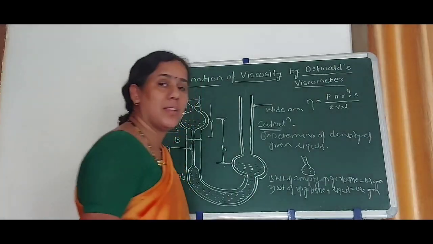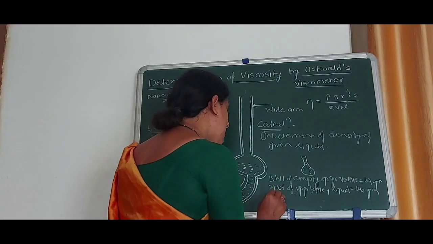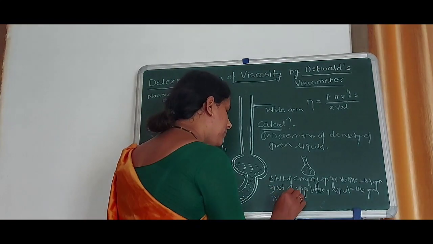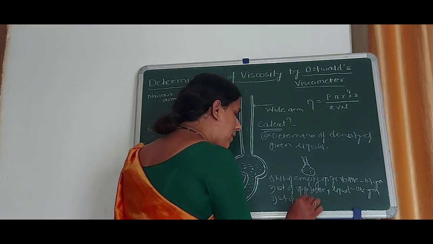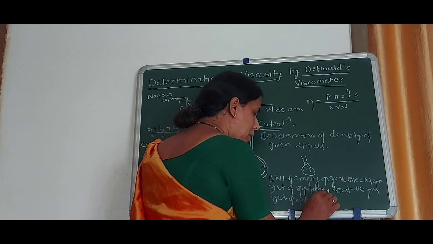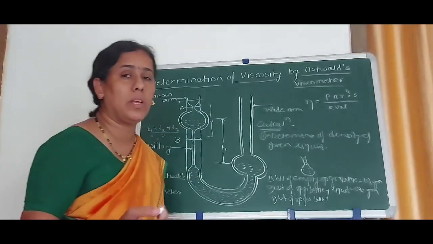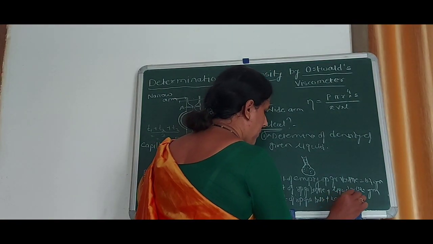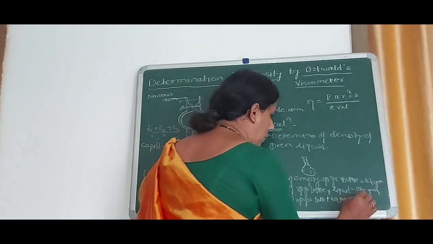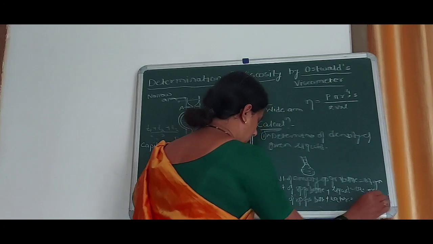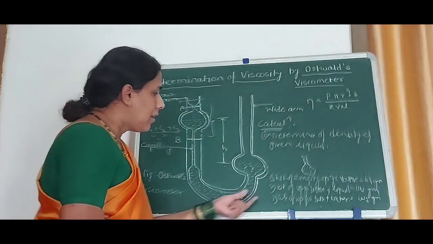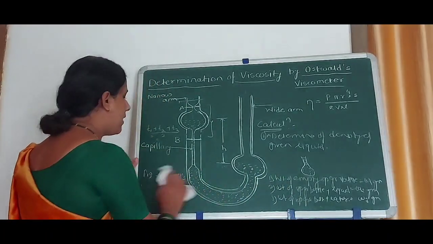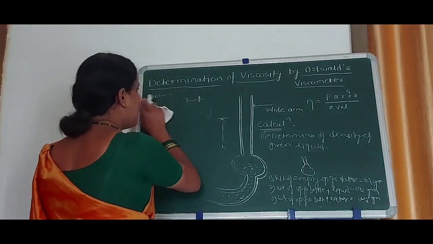Now, third is the weight of the specific gravity bottle plus water. This is equal to W3 gram. After getting these weights, you have to calculate the density of the liquid as here.